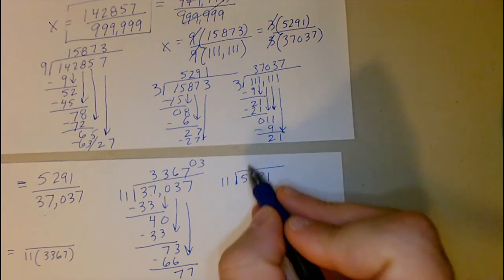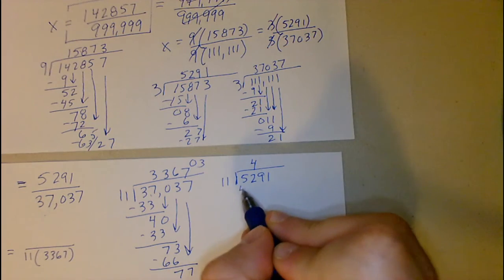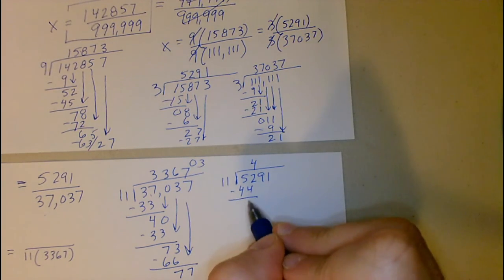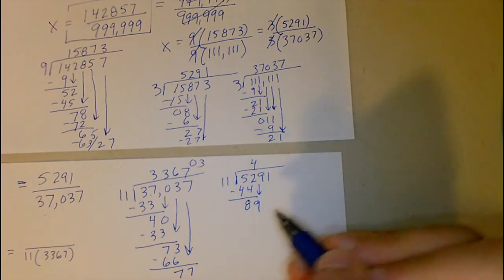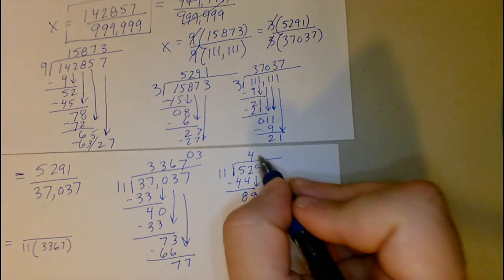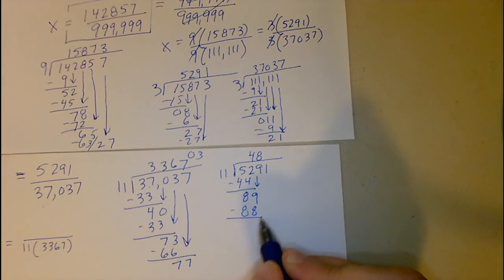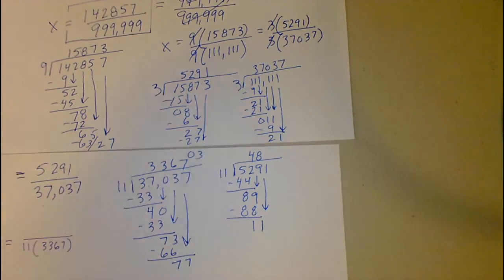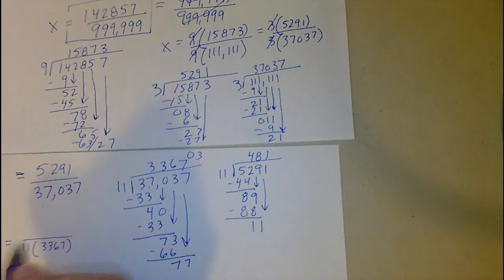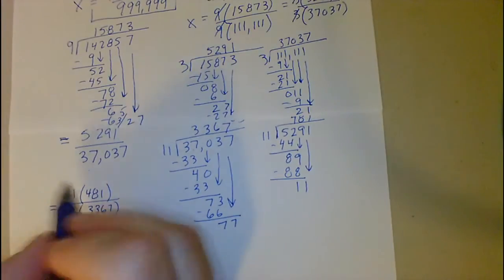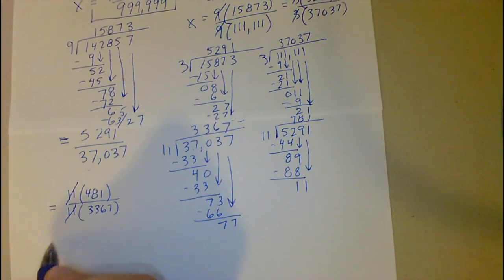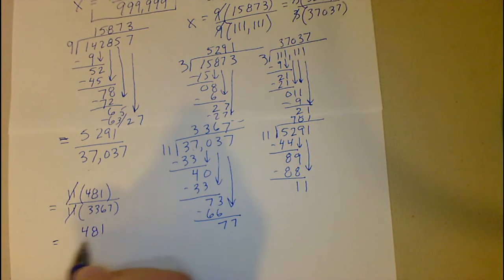11 goes into 52 4 times. 4 times 11 is 44. Subtract, I get 8. Bring down the 9. 11 goes into 89 8 times. 8 times 11 is 88. Subtract, I get 1. Bring down the 1. 11 goes into 11 once evenly, so boom, we're done. Hey, look at that. 11 divided by 11 is 1. Those cancel. And I'm still making progress. 481 over 3,367.